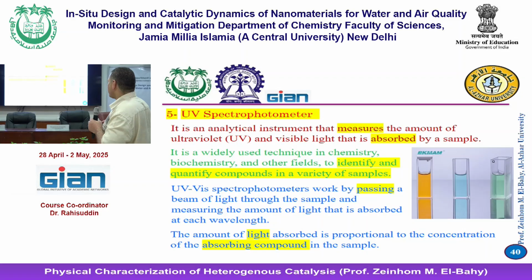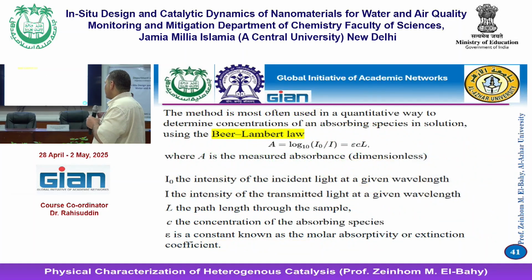UV-visible spectroscopy works by passing a beam of light through the sample and measuring the amount of light that's absorbed at each wavelength. Of course, the amount of light absorbed is proportional to the concentration of the absorbing compound in the sample. More concentration means more absorption of the incident light. Of course, it depends on a very old law that hasn't changed until now, which is the Beer-Lambert law.